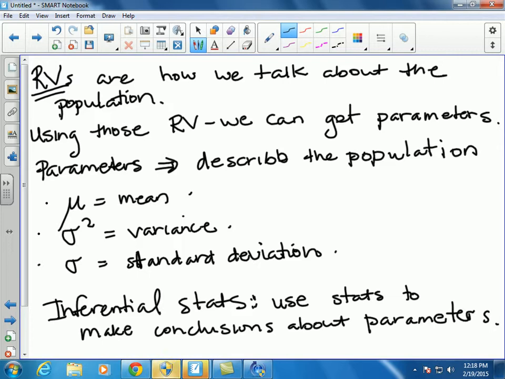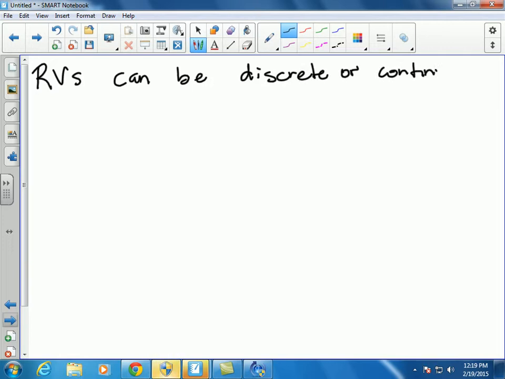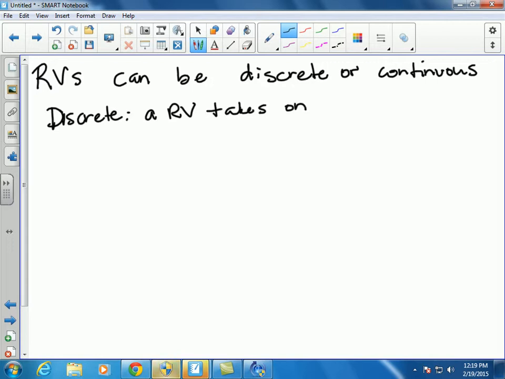So one thing we need to talk about is that random variables can be discrete or continuous. And your book has talked about it a little bit up until now. I have not, but I want to clarify that now. So discrete means that, let me erase that, write it better. A random variable takes on unique values.